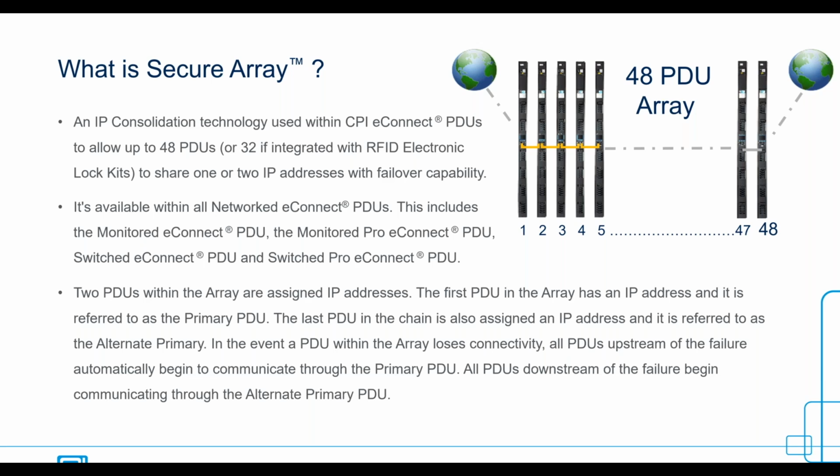Two PDUs within the array are assigned IP addresses. The first PDU in the array has an IP address, and it is referred to as the primary PDU. The last PDU in the chain is also assigned an IP address, and it is referred to as the alternate primary. In the event a PDU within the array loses connectivity, all PDUs upstream of that failed PDU automatically begin to communicate through the primary PDU, and all PDUs downstream of that failed PDU begin communicating through the alternate primary PDU, as shown in the image.